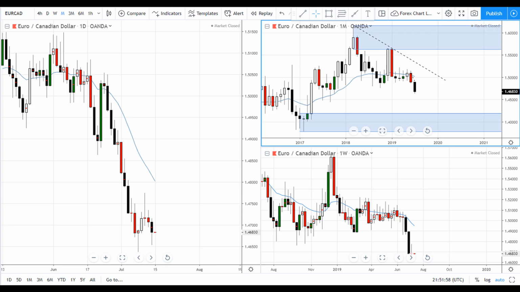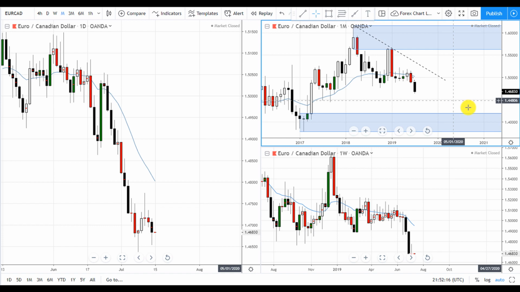Today we're going to take a look at some charts and see where we can identify supply and demand order flow and trade it for income. Okay, let's take a look at the euro dollar versus the Canadian dollar and see what's going on. I'm trading the monthly, weekly, daily time sequence.